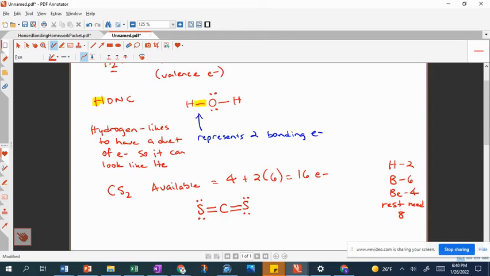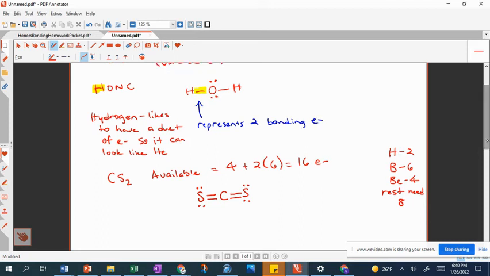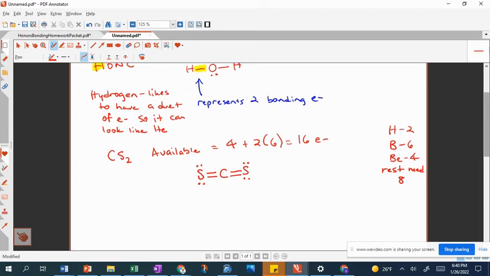Now, you could have also figured out that you needed double bonds in this if you did the NASL. So if you're having a hard time figuring out when you need to do double or triple bonds, then I highly recommend that you do the NASL. And I'll show you now how that would also tell us that we needed some double bonds.